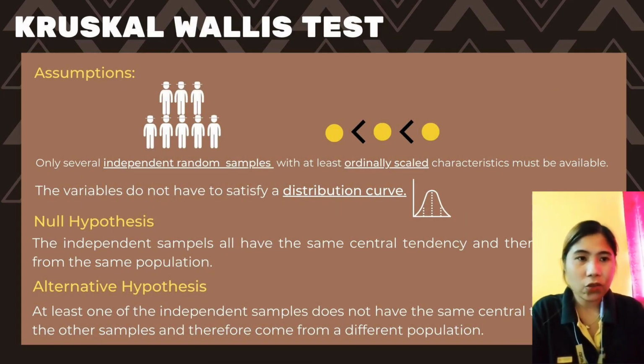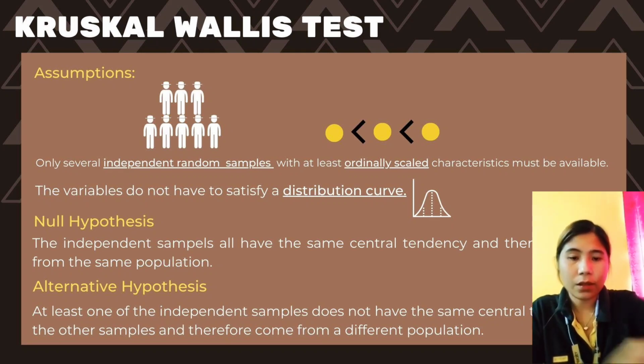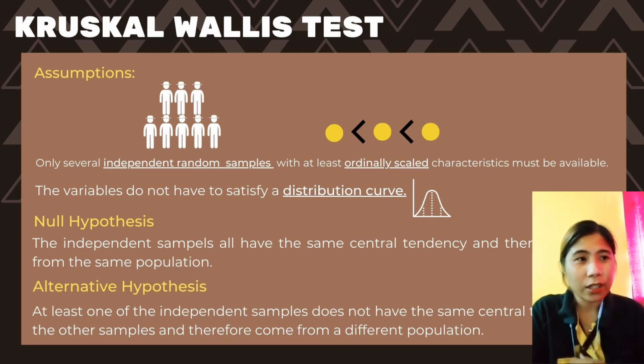Okay, then yung alternative hypothesis naman. So, at least one of the independent samples does not have the same central tendency as the other samples and therefore comes from a different population. So, ito naman, kabaliktaran siya ng null hypothesis. So, pinapaliwanag nito yung palagay ay may pagkakaiba, pagkakaugnay, epekto or interaction sa mga variable.